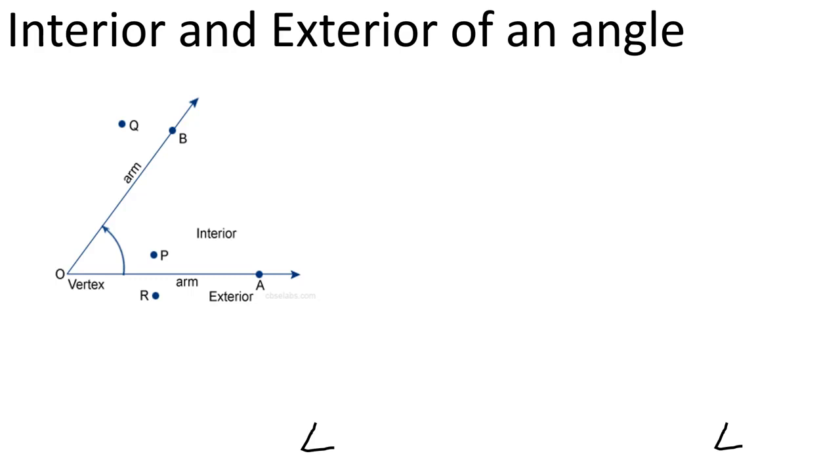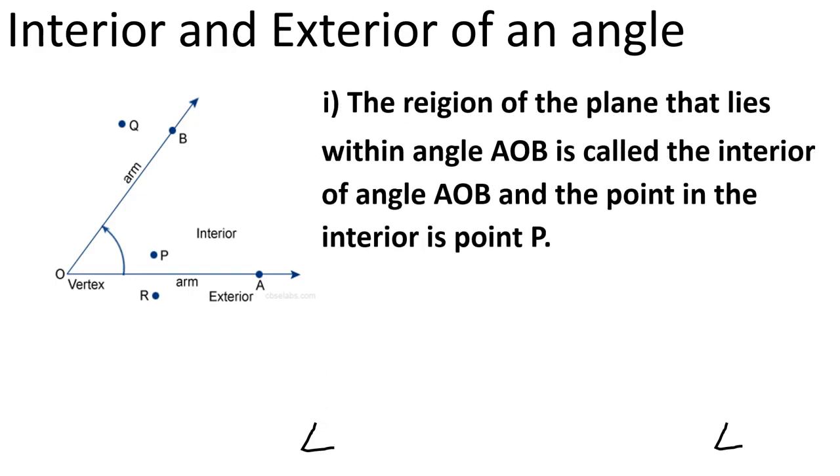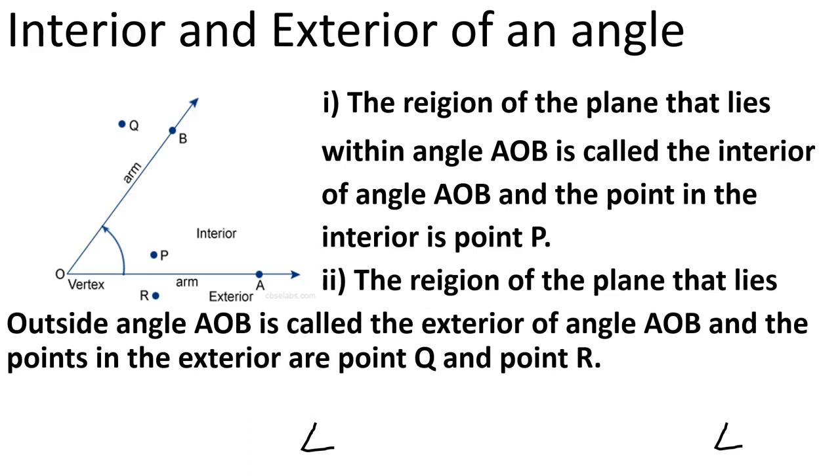So let us discuss all these now. First point, the region of the plane that lies within the angle AOB is called the interior of the angle AOB, and the point P is in the interior. That region which lies within the angle, meaning inside the angle, is called the interior part, and the point P lies in the interior. Now see its second point.